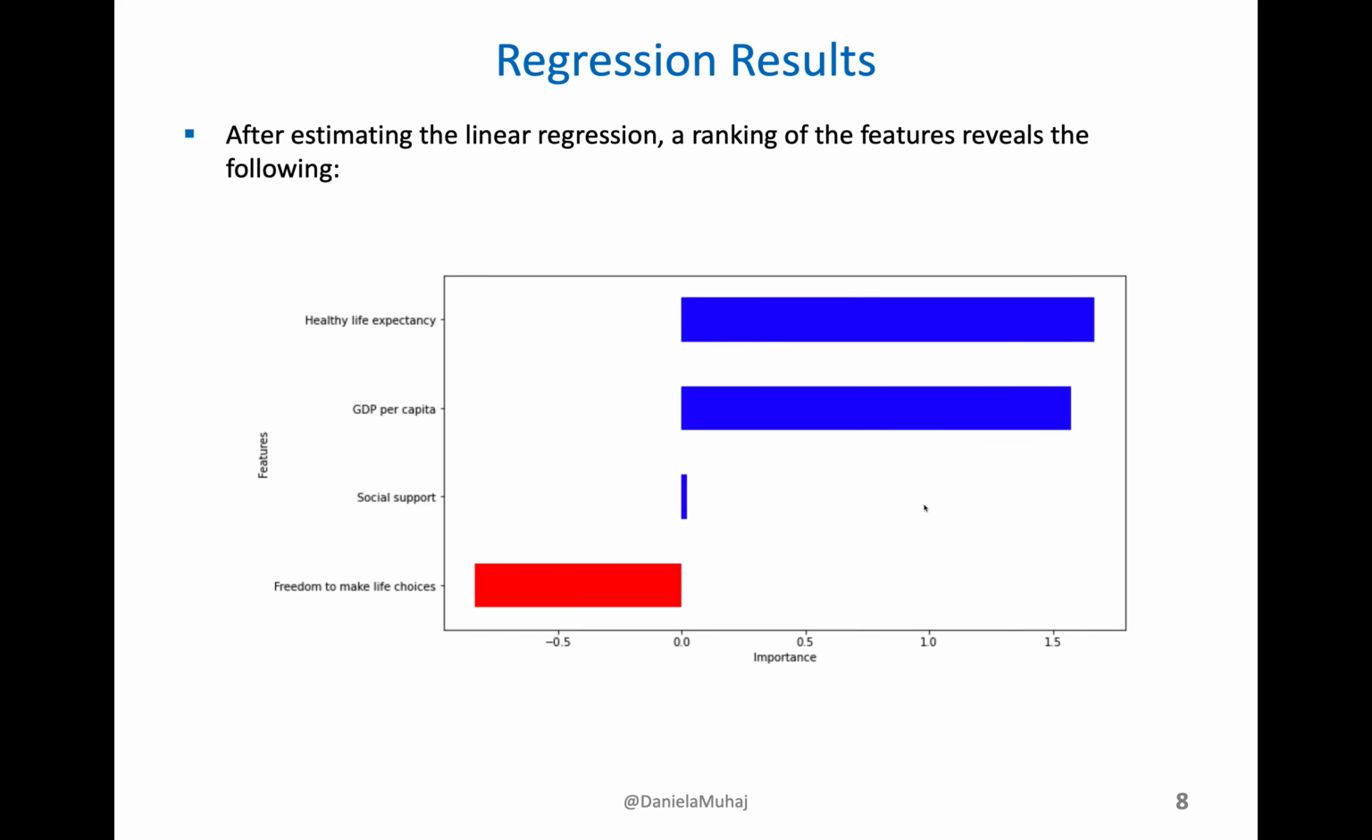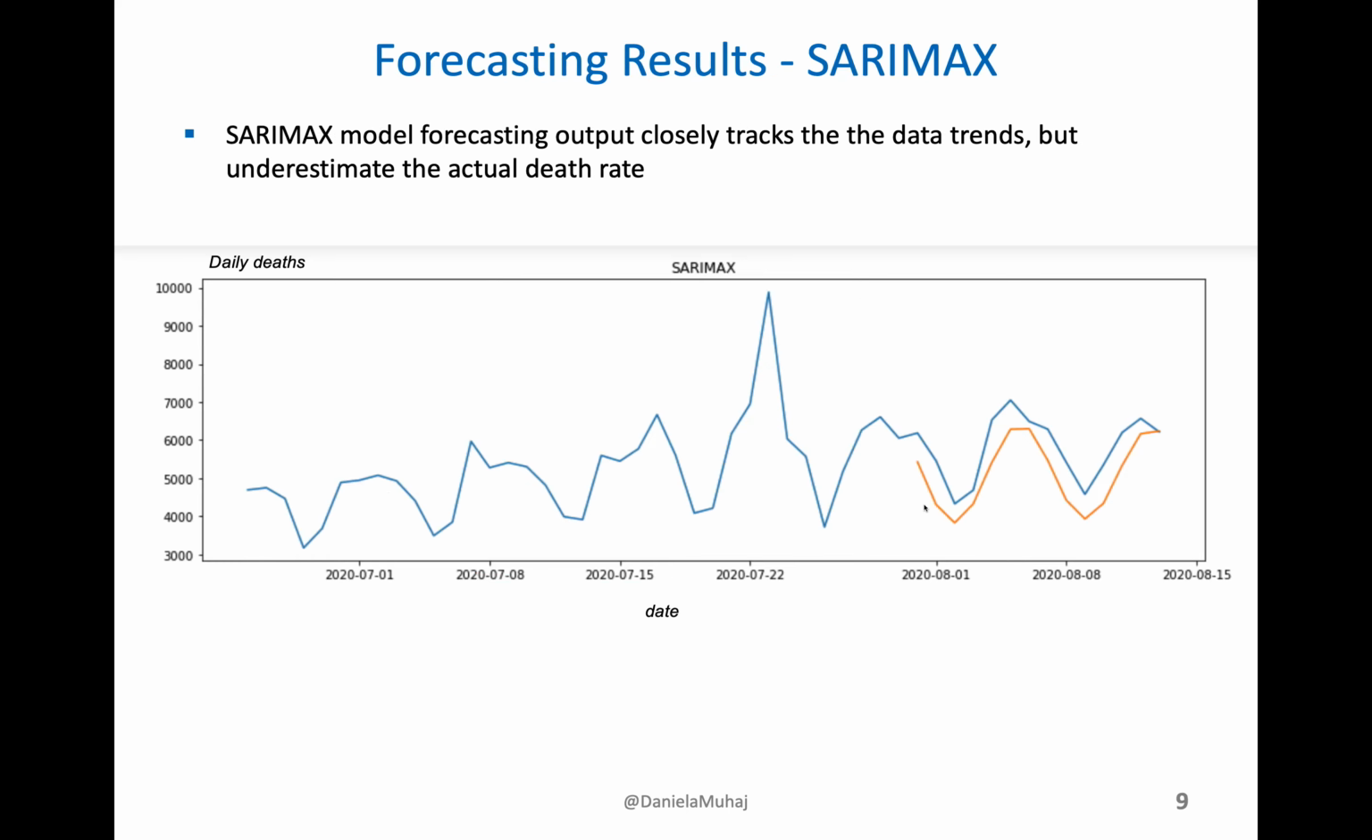And this is what the slide shows, and here I'm also ranking the features in terms of their importance. So healthy life expectancy and GDP per capita are positively correlated, and they have the highest regression coefficients in terms of predicting the daily infection rate across countries. Whereas on the other hand, freedom to make life choices is negatively correlated, but it has a pretty large coefficient in magnitude in terms of being predictive of COVID infection rates.